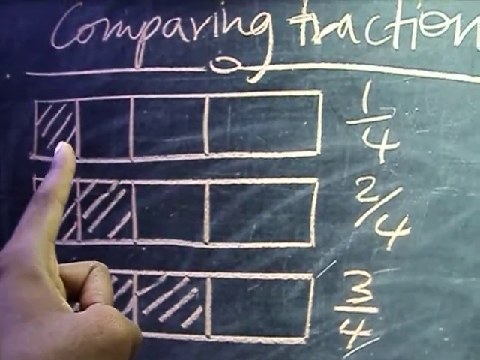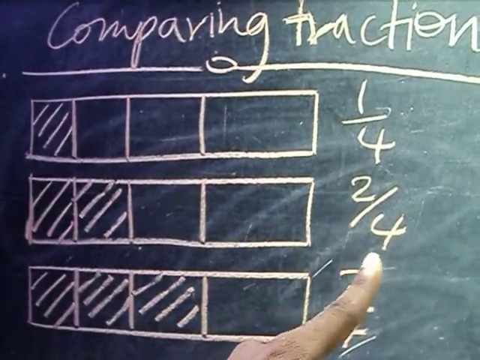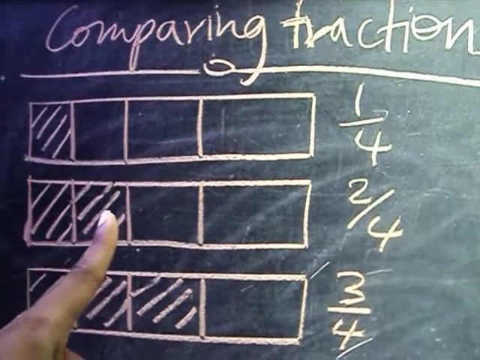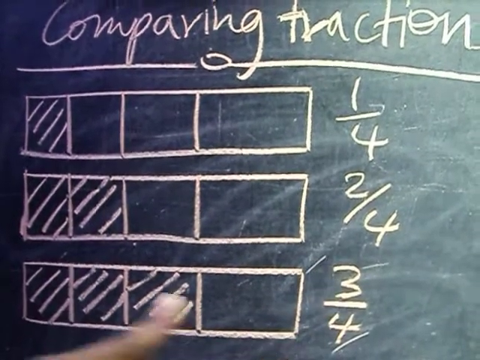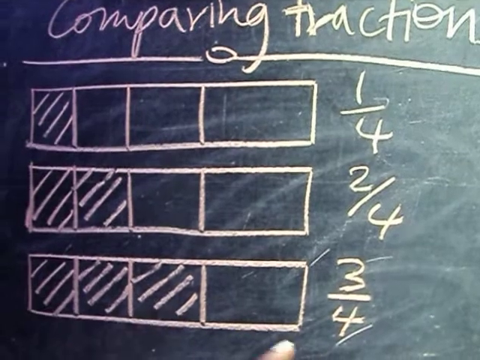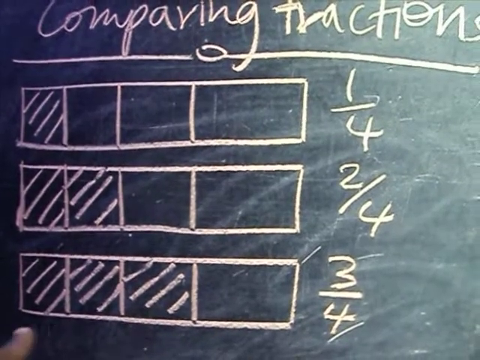1 is shaded out of 4. This is 2/4. 2 is shaded out of 4. This is 3/4. 3 is shaded out of 4. And if 4 is shaded out of 4, then therefore it is 1 whole.